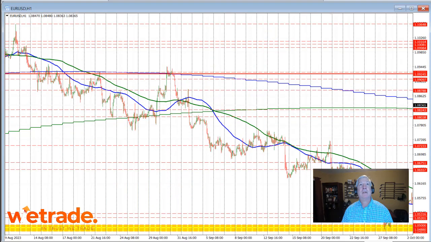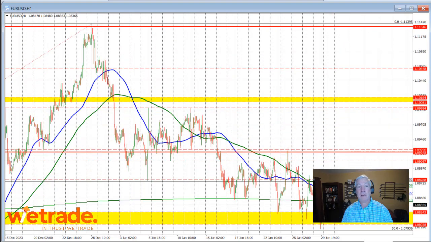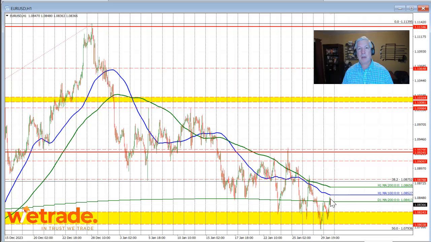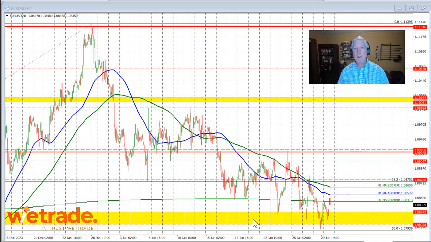If I go to the hourly chart, take a look at the current hourly bar, the couple of hourly bars here. You can see how the price moved above that level, but the falling 100-hour moving average seems to be an overhead resistance target at 1.08527, at least for now.